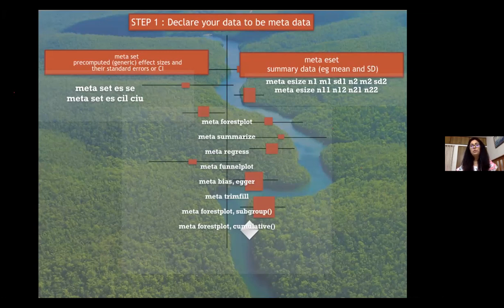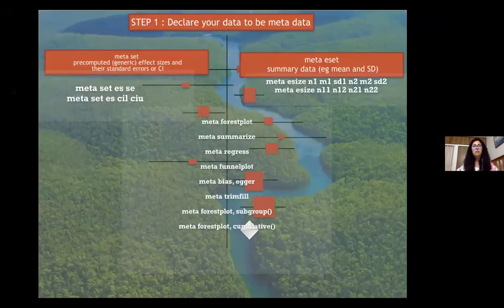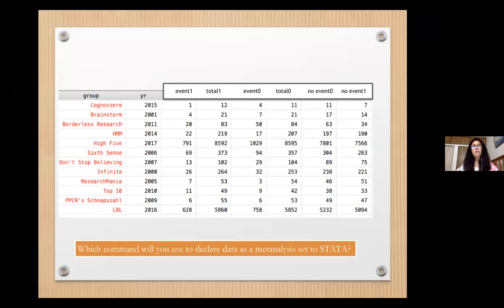We'll just do it in Stata, but this is just to give you an overview. The commands are fairly simple. These are the basic commands. Now you can add on to these commands, like subgroup, if, by, and so on. So we'll do that. What command will you use for this data? What type of data is it, to declare it as a meta-analysis set to Stata?